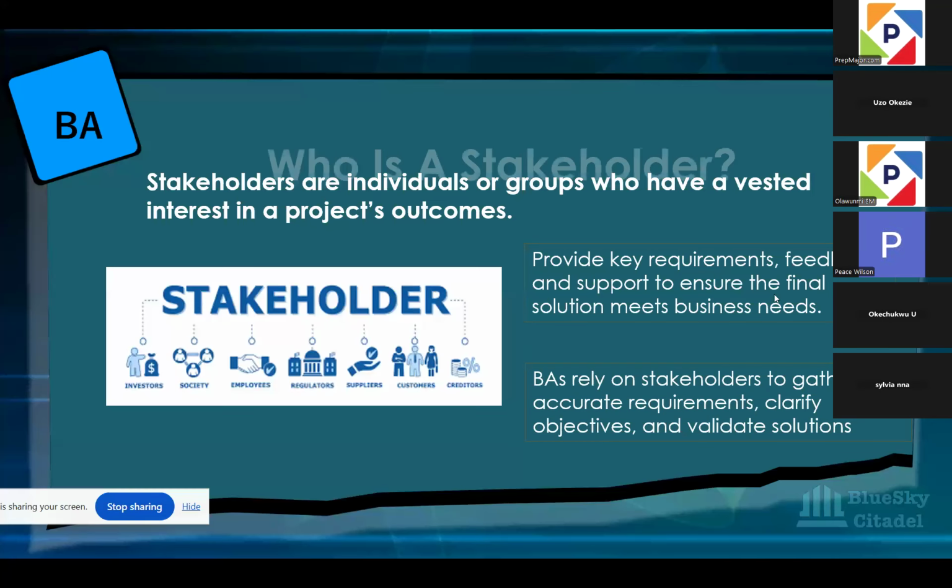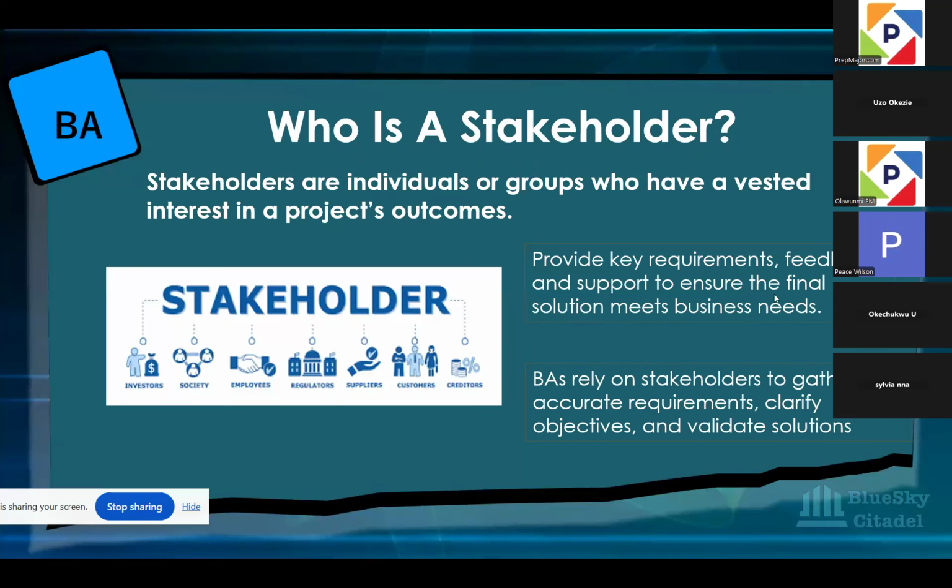Okay. Again, we talked about stakeholders. A stakeholder is anybody who has a vested interest in the project outcome. They have an interest. So it could be anybody, it could be the user, it could be the customer, it could be the client, it could be the business itself.